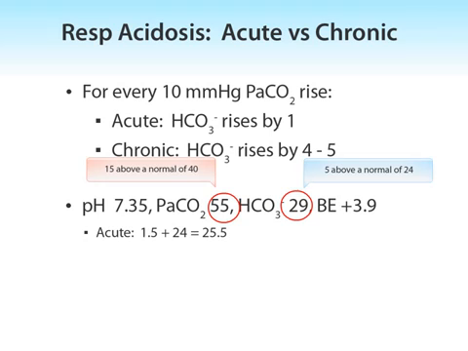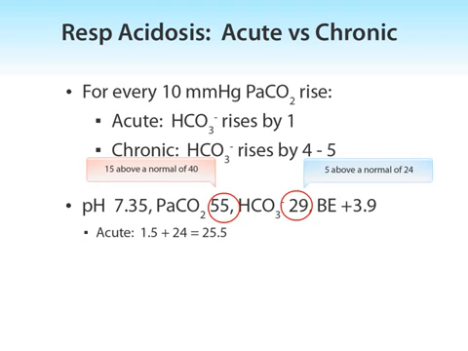Since 15 is 1.5 units of 10, we multiply 1.5 by 1. Add this value to a normal bicarbonate of 24 and arrive at 25.5. In acute respiratory acidosis, the bicarbonate should be about 25.5.